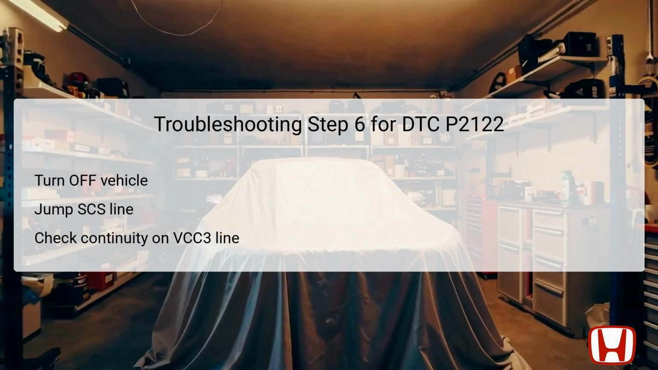As you follow up with the sixth and final troubleshooting step, begin by turning the vehicle off and preparing for a continuity check on the VCC3 line. First, jump the SCS line with the HDS and wait for a bit to stabilize the electrical systems. Next, disconnect the PCM connector A again to maintain a safe working environment. With the VCC3 wire in focus, jump between pin number 4 in the APP sensor 6P connector and body ground.